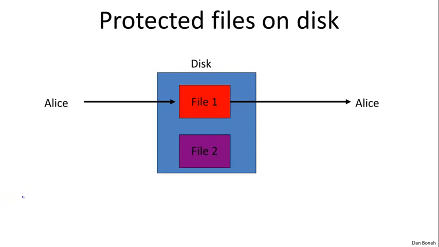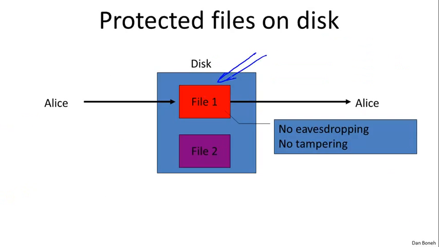Now, as I said, another application of cryptography is to protect files on disk. So here you have a file that happens to be encrypted, so that even if the disk is stolen, an attacker can't actually read the contents of the file. And if an attacker tries to modify the data in the file while it's on disk, when Alice tries to decrypt this file, that will be detected, and she'll then basically ignore the contents of the file. So we have both confidentiality and integrity for files stored on disk.